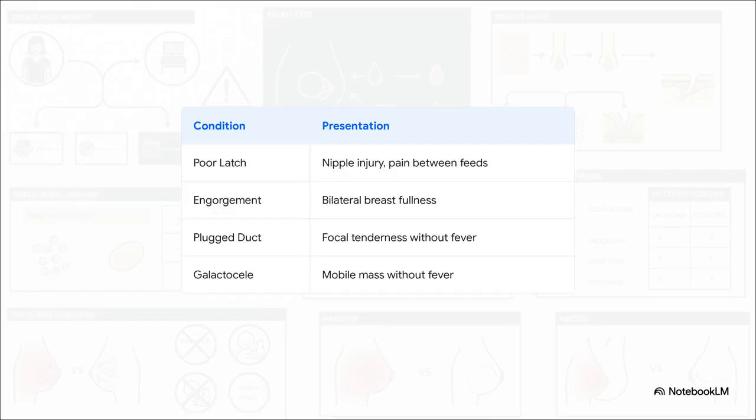Let's wrap up by navigating the postpartum lactation complications, looking at this chronologically. A poor latch causes nipple injury, think abrasions, cracking, and pain between feeds. Engorgement typically hits 3 to 5 days postpartum, presenting as bilateral breast fullness when colostrum is rapidly replaced by high-volume mature milk. A plugged duct presents as focal tenderness without a fever, and a galactocele is a subareolar mobile, well-circumscribed mass, also without a fever. Crucially, notice that all of these initial complications present completely without a systemic fever.